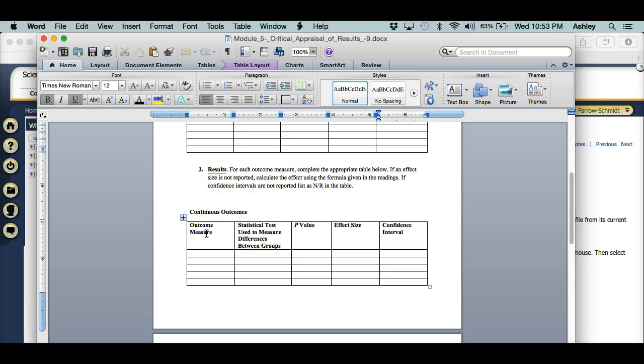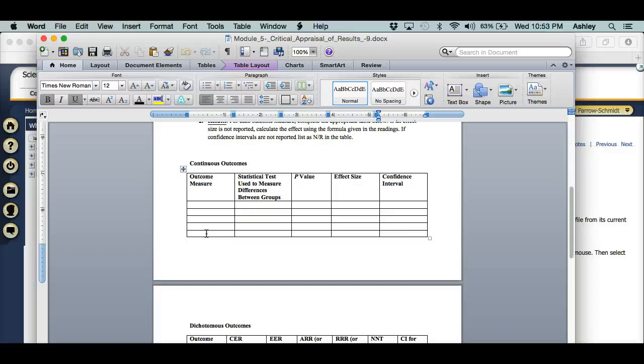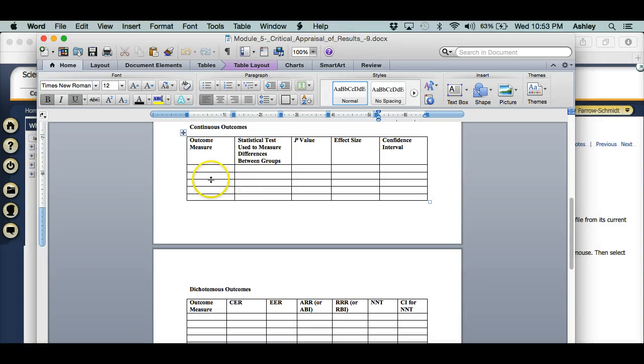You're going to, again, list those outcome measures, but they're split between continuous outcomes and dichotomous outcomes. So if you are looking at continuous outcomes in your research article, they go in this section. You're simply going to put what it is, the type of statistical test that was used, the p-value that was provided, and the effect size, if it is provided. The article should provide you with enough information to either figure it out, which I've talked about in a previous lecture that you can find in this module as well, or it should give you the actual effect size as well as the confidence interval. So you're going to list those here.